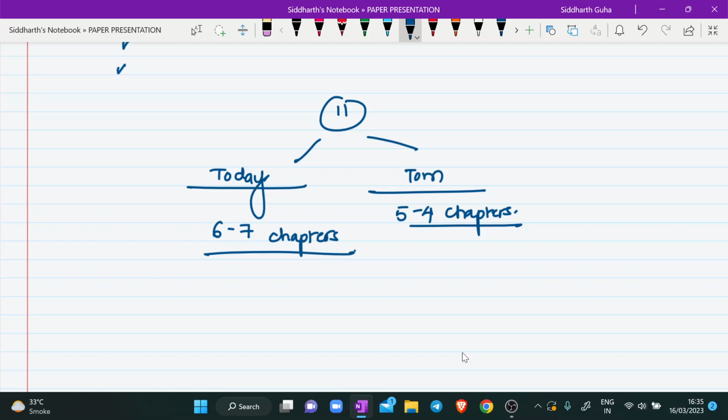Remember this is not like other papers. In other papers you get a holiday, so maybe you have revised the content twice. Here it is not possible. So whatever you read, read it very, very solidly.